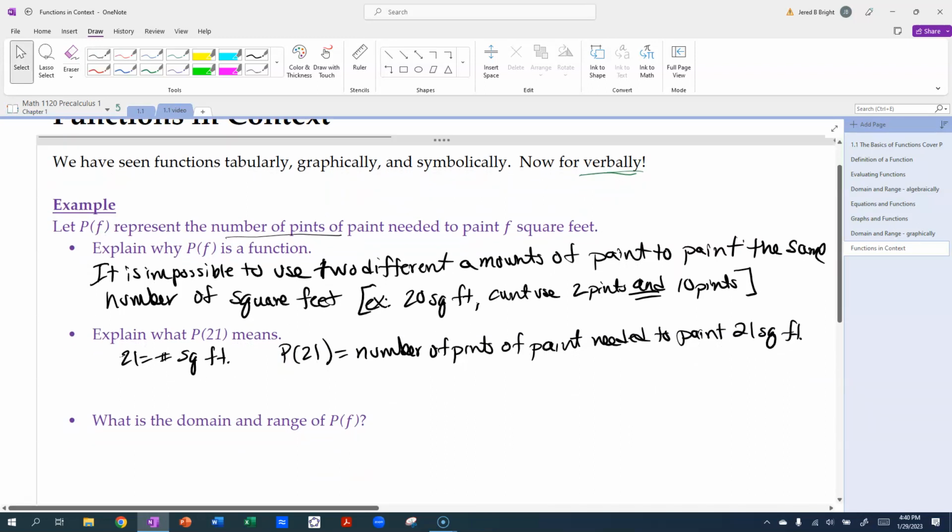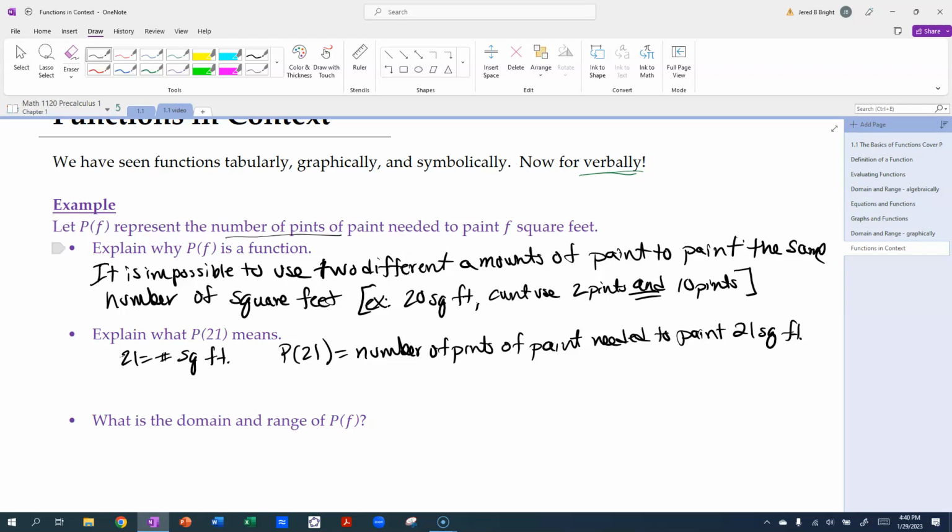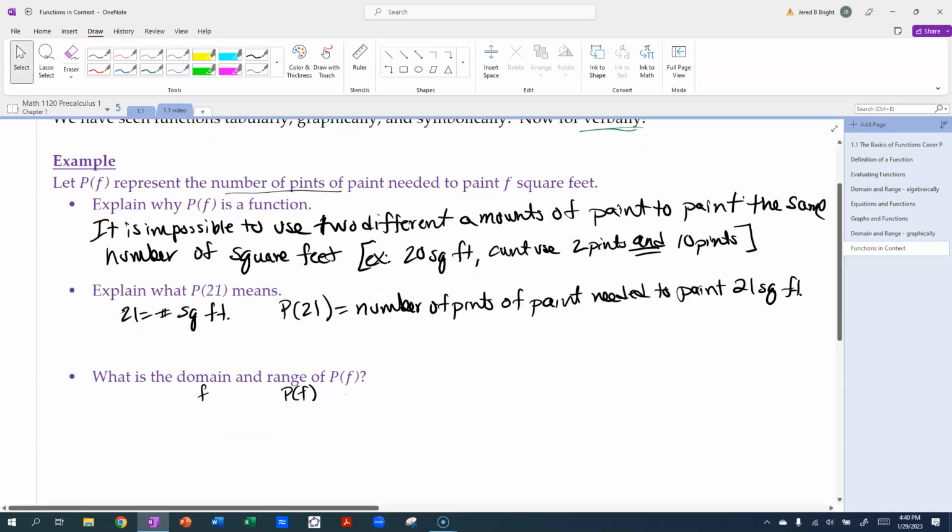These are all typical questions that you could be asked when you're given a function in descriptive form: explain why it's a function, explain what this means, and then domain and range. The domain is the number of square feet, the input F in P of F. What are the possible square feet that you could have? In a real world context, keep that in mind. I need to write this down because I'm going to forget, and you're welcome to as well.